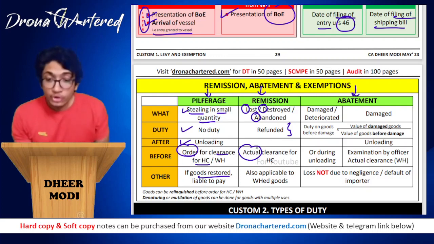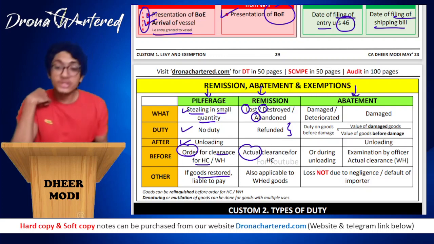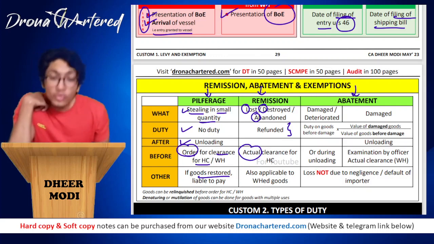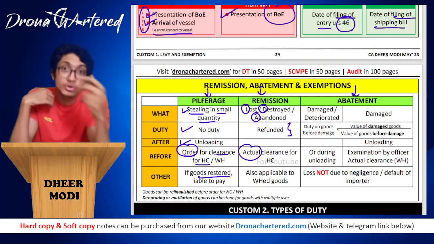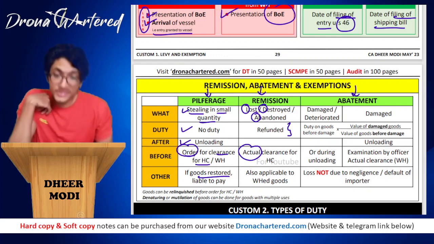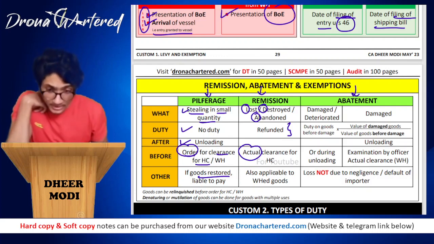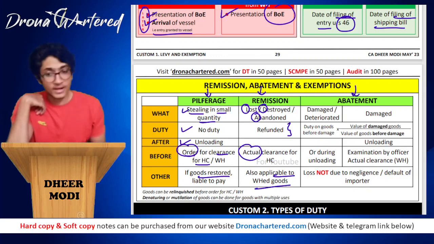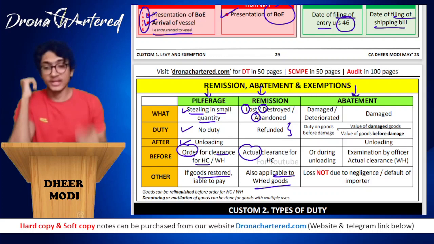Okay, now it should be before. There is no condition of after, just a condition of before, that it should be before actual clearance for home consumption. Before the goods have actually been cleared for home consumption, if it is due to loss, destroyed, or abandoned. Now this is also applicable to warehoused goods, just that actual clearance for home consumption should not have taken place.